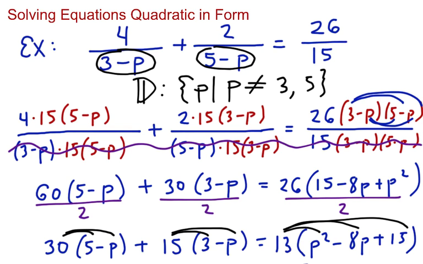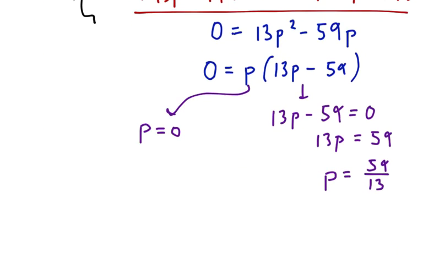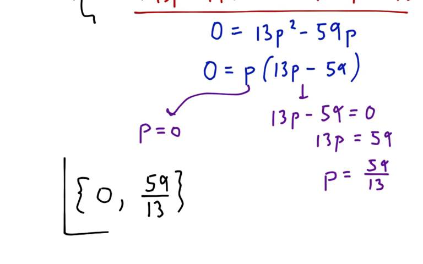So I did have to consider that for just a moment. Now running back down here, p equaling 0 and p equaling 59/13, both of those are fine. Neither of those were excluded by the domain. So I'll put those two values in our solution set and call it good. So two solutions, 0 and 59/13. And that would be an example of solving a rational equation that turned into a quadratic equation.